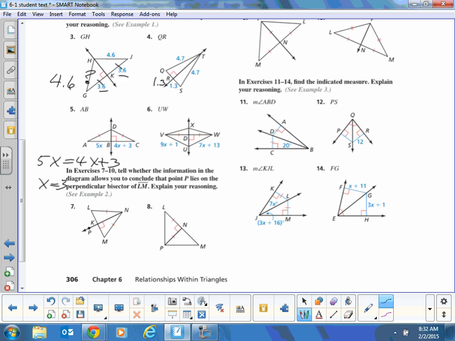So find the distance from A to B. AB would be 15. Correct. Notice you get 15 if you plug it in here too. Same thing, 5x plus 4 equal to 7x plus 13. Good. 9x plus 1 equals 7x plus 13.